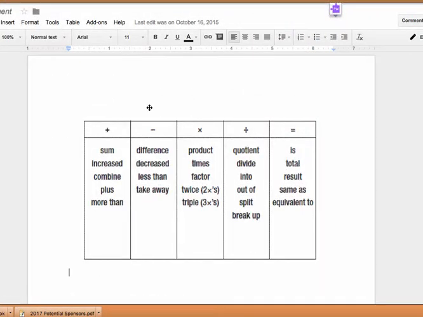Another thing here is we really have to remember, let's see, oh, there we go. This would probably be a good review. Remember, sum, increased, combine, plus, more than, they all mean add. Difference, decrease, less than, take away, subtract. We did these words in lesson 3. So we'll have to keep in mind these words. If you need to get your chart out just to remember, that might help you in this lesson.